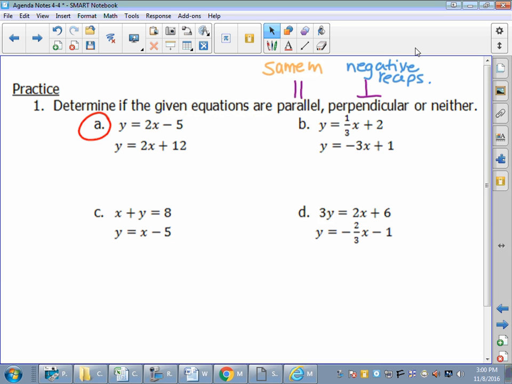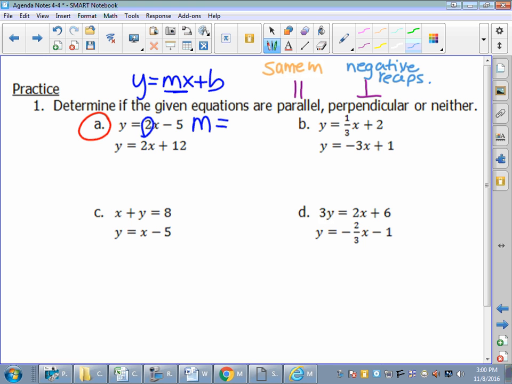So for question number 1A, y equals 2x minus 5, what's the slope of this line? Well, if we're looking at y equals mx plus b, the number in front of the x is our slope, right? So 2. The slope of the second, y equals 2x plus 12, same thing. The number out in front of the x term is 2. Notice both of our slopes have the same value, so these guys must be parallel.